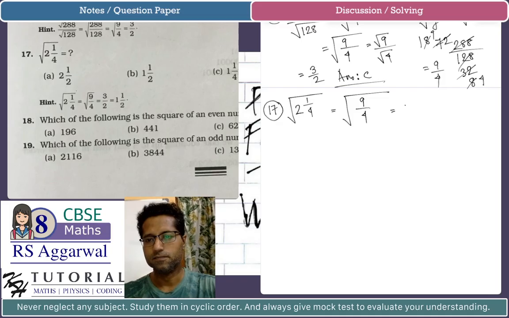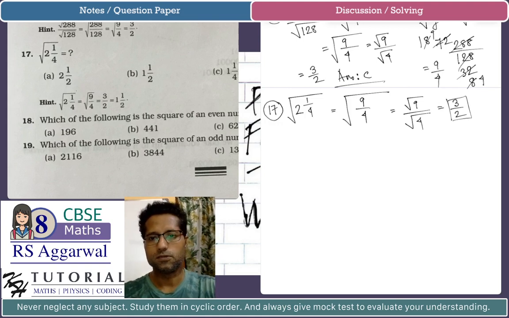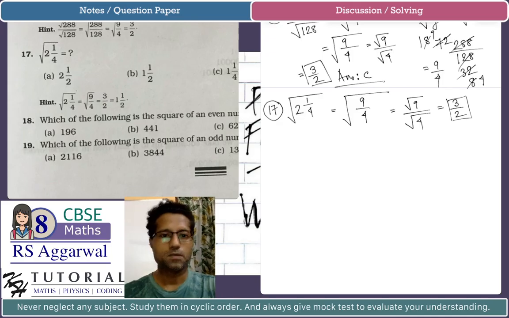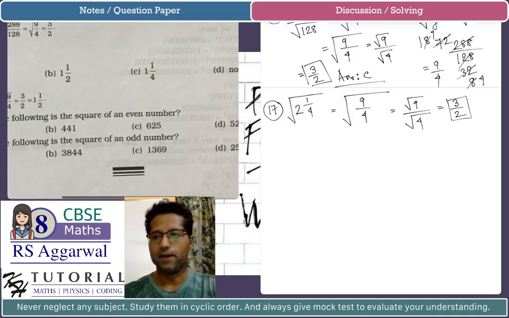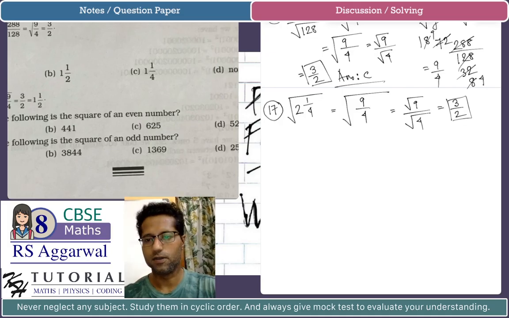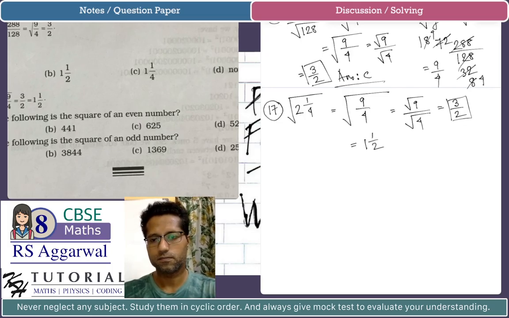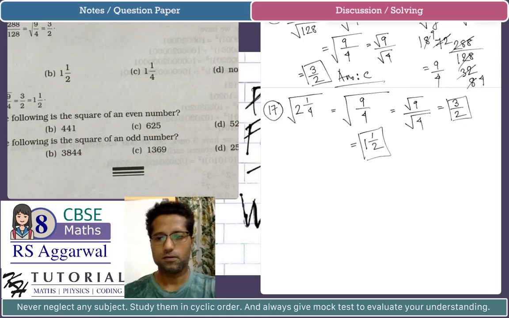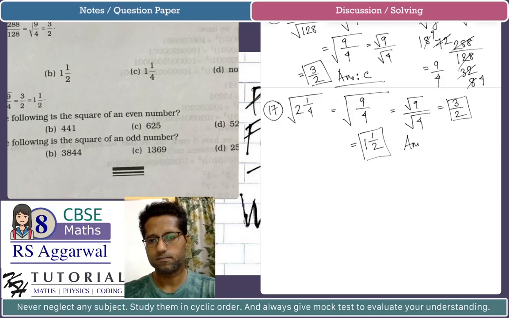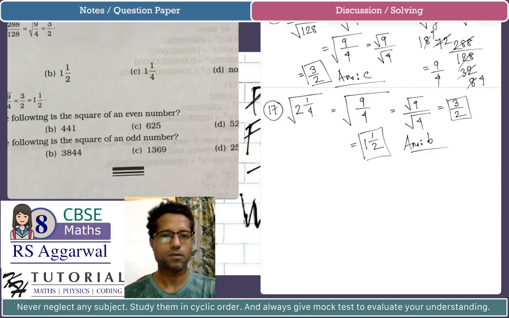So, we will write it as the square root of the numerator of the fraction divided by the square root of the denominator of the fraction, and this is 3 by 2. Okay, so 3 by 2, but all the choices are given in the mixed form. So 3 by 2 is nothing but, if you convert it to a mixed fraction, 1 and a half. So the choice is B. Correct choice is B.